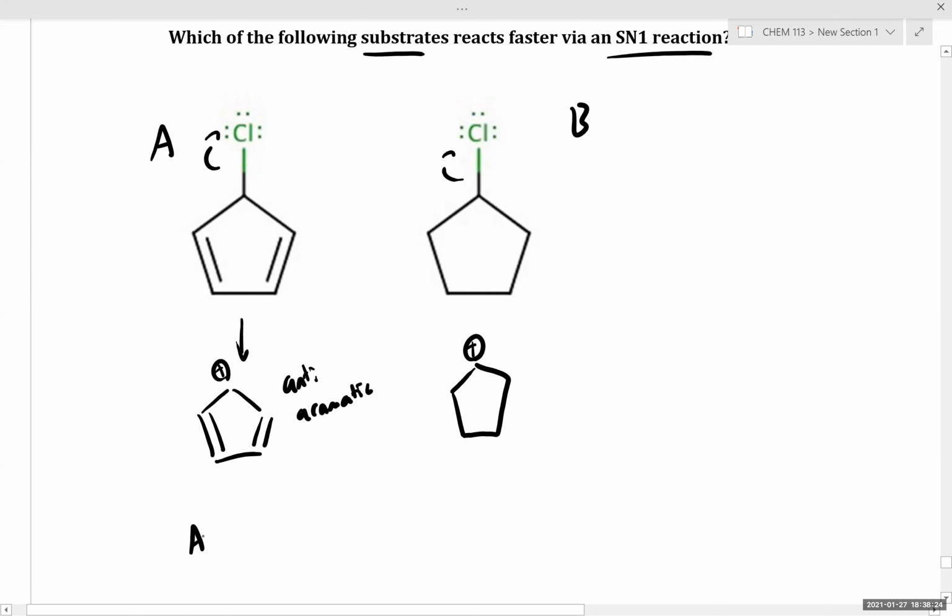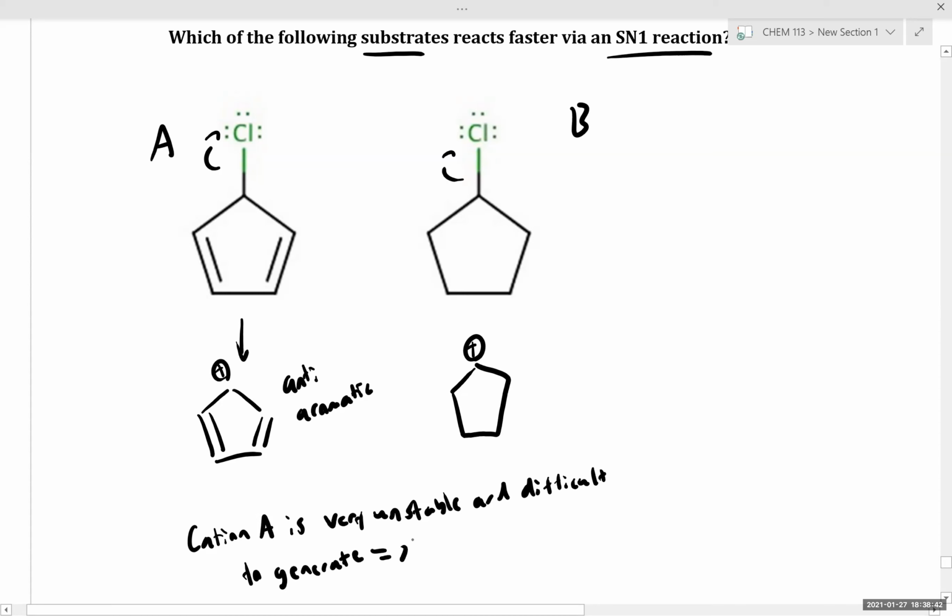And as a result, cation A is very unstable and difficult to generate. That in turn leads to a slow SN1 reaction. Functionally a non-existent SN1 reaction.